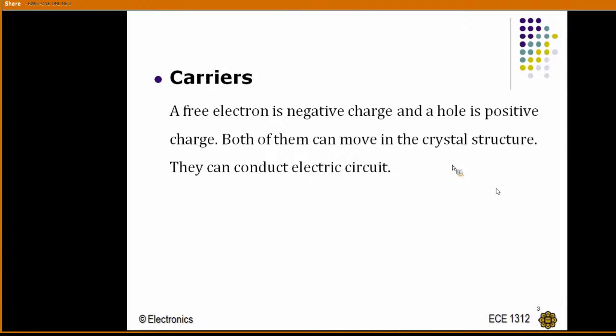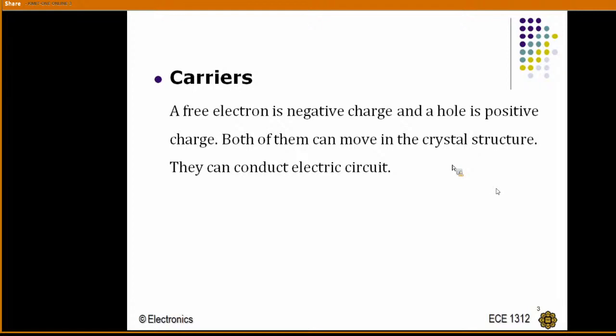Carriers are nothing but a free electron, which is a negative charge, and a hole, which is a positive charge. Whenever I call an electron, it is a negative charge carrier, and a hole is a positive charge carrier. Both of them can move in the crystal structure and conduct electric current. Once again, electron is a negative charge carrier, hole is a positive charge carrier, both can move in the crystal and they can conduct the current.